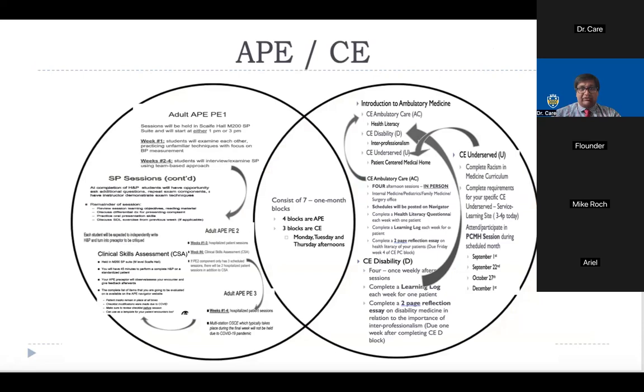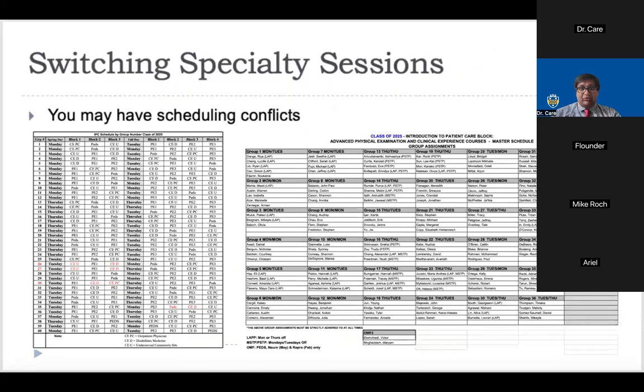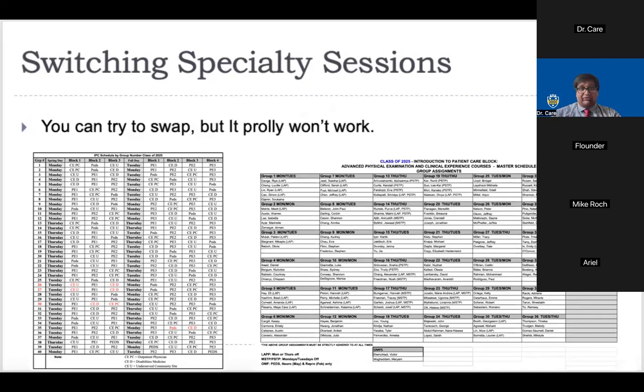Now, we understand that scheduling conflicts may arise, and you may want to switch sessions with a classmate. In summary, the switching process is virtually impossible to make an effective switch, so you may as well not even bother emailing me.